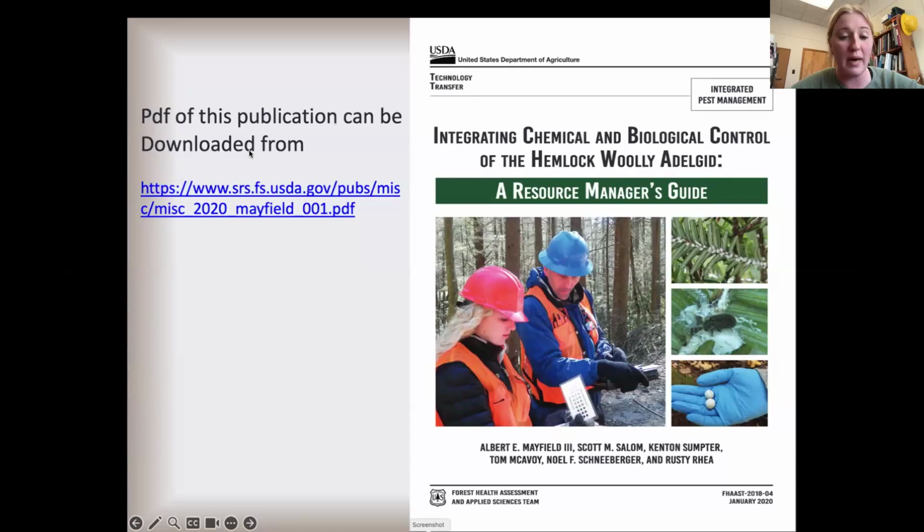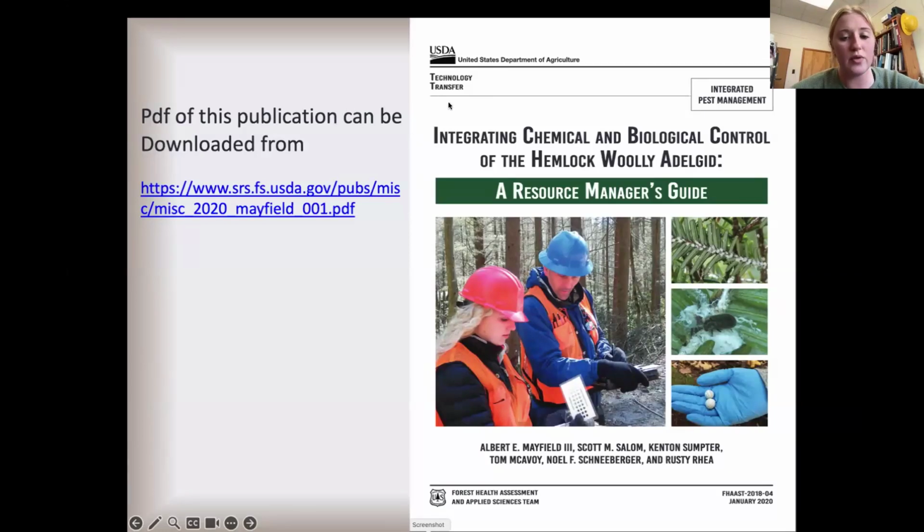My advisor is actually an author on this publication, this manager's guide, and one of my committee members is also on it as well. I think it was in 2020, but it's a USDA Forest Service publication. So this is open to the public as well, and you can download it. I'll gladly share all of these links with you through the presentation, so you guys can have access to these.